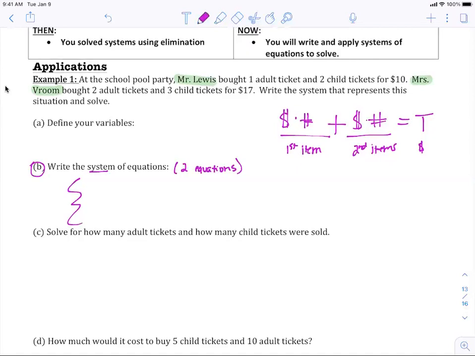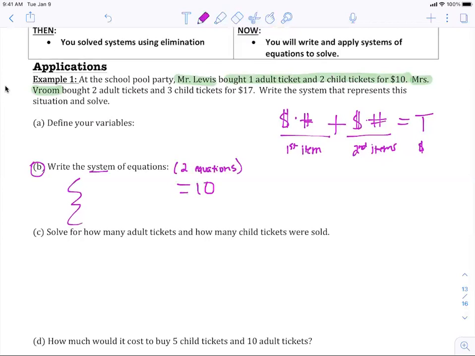So that's what we're going to do here. Let's start with Mr. Lewis. It says Mr. Lewis bought one adult ticket and two child tickets for $10. So we know for a fact he spent $10. That's my total amount of money, and that's going to go on one side.